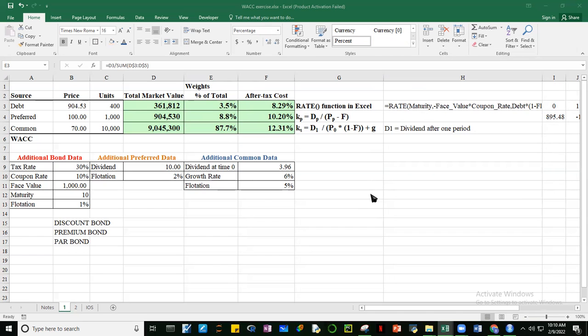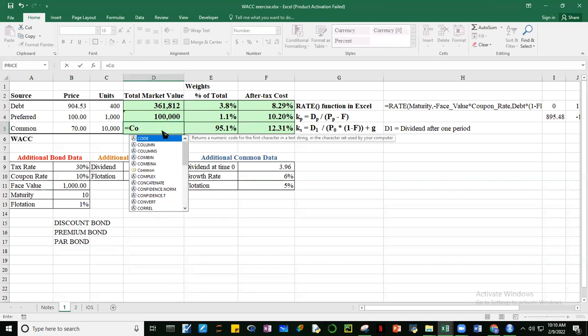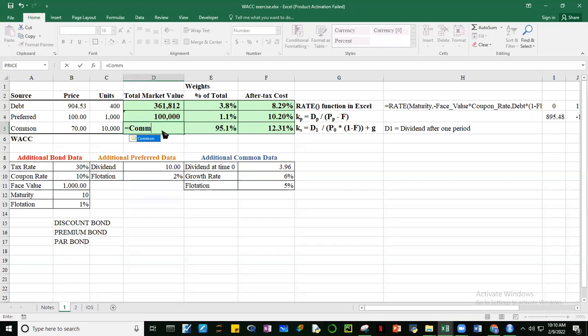Market value for the preferred, multiply lang. Multiply lang natin. Yung debt, ay wait, sorry mali ako. I cannot copy this formula kasi ginamitan ko ng debt, no? Mali itong formula natin. So for this one, preferred times the units. For this one naman, common times the units. Yan ang disadvantage minsan kung pinifix natin.